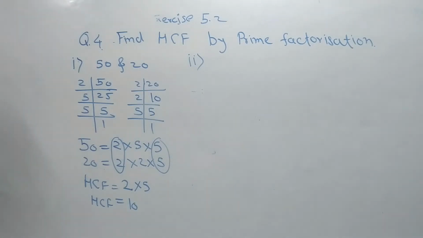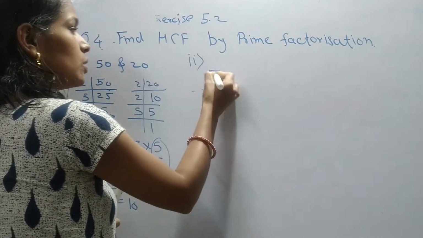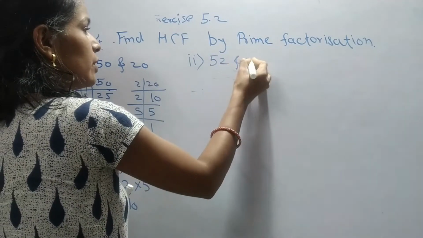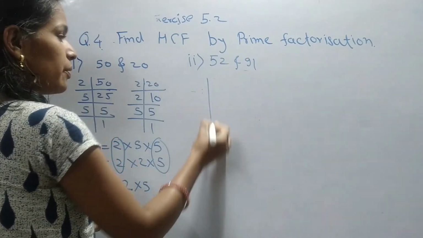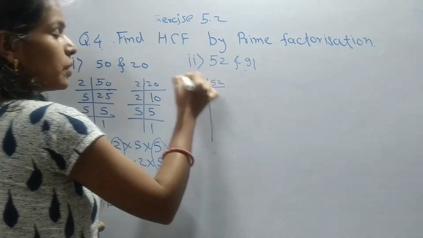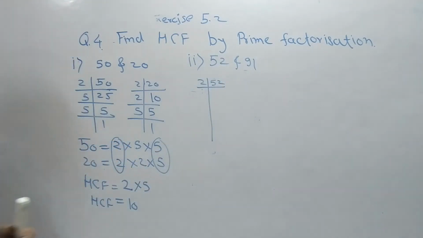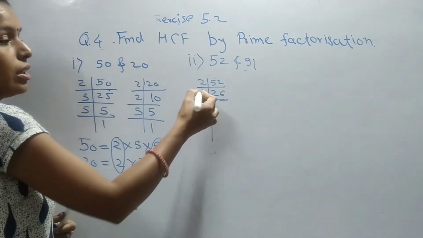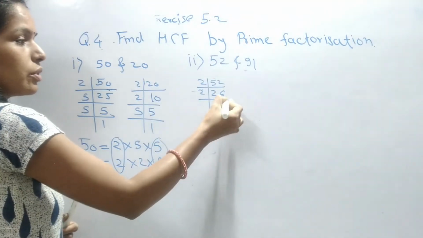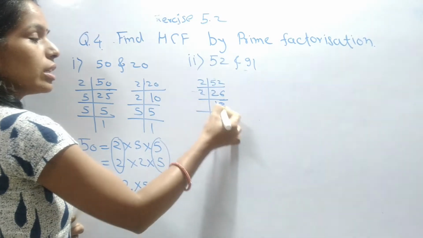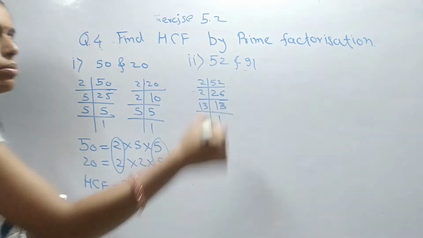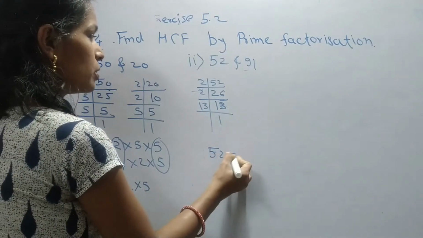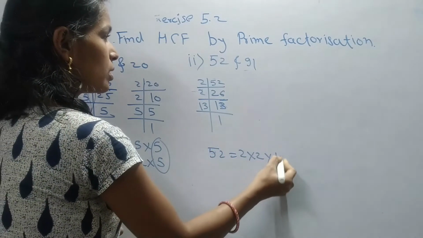In the second example, find out the HCF of 52 and 91. What are the factors of 52? 52 is divisible by 2, so you will get the quotient 26. Then 26 is divisible by 2, so you will get the quotient 13. 13 is a prime number, so you have to divide it by itself only. 13 ones are 13. So the prime factorization of 52 is 2 multiplied by 2 multiplied by 13.